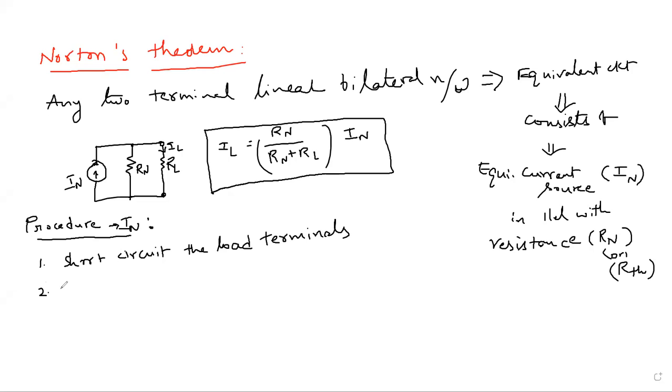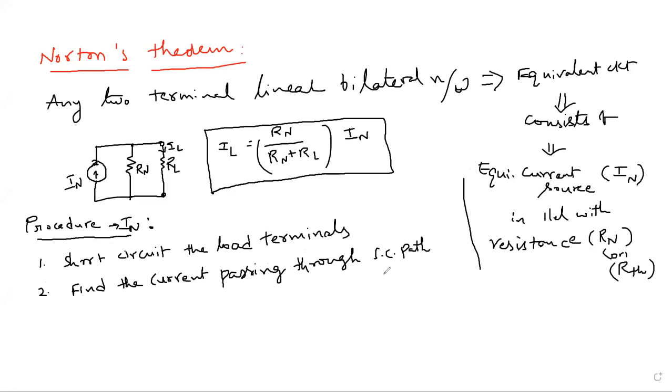And the second point, find out the current passing through that short circuit path. That's why we call that current the short circuit current, which is also nothing but your Norton's current, because we are calculating the current passing through that short circuited path. So we can also treat that current as ISC. So here it is IN or ISC.